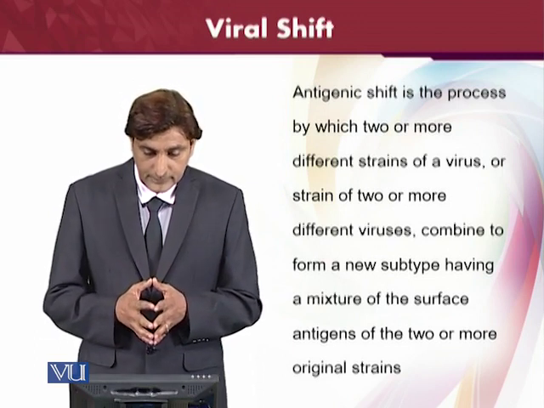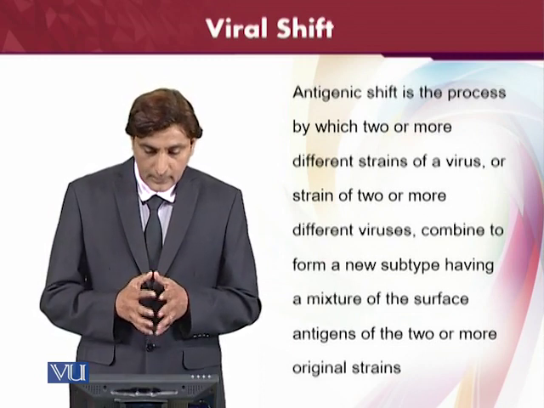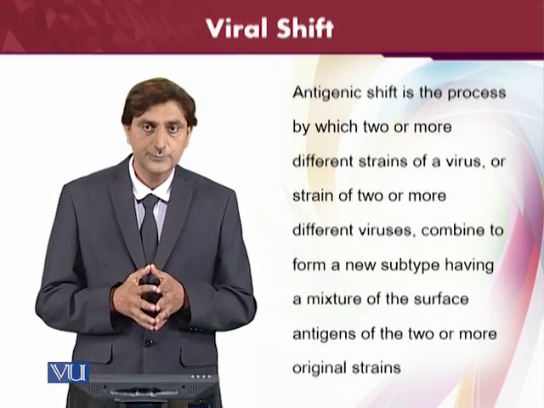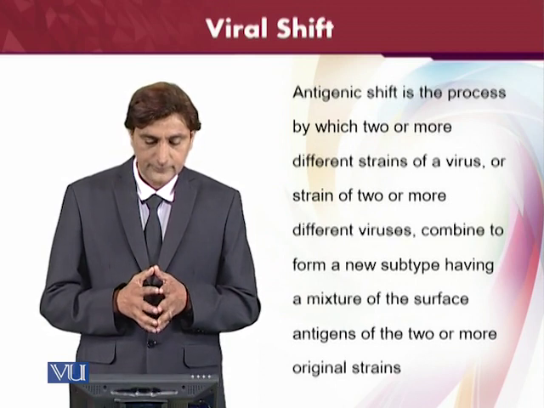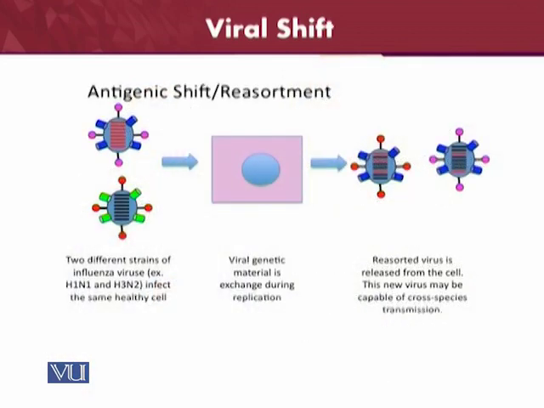So antigenic shift is the process by which two or more different strains of viruses combine to form a new subtype having a mixture of the surface antigens of the two or more original strains. This results in the emergence of a new pathogen which will be new for the immune response of the host. That's why the virus will get the niche. They will get the advantages of making new strains, maybe because of the mutations.